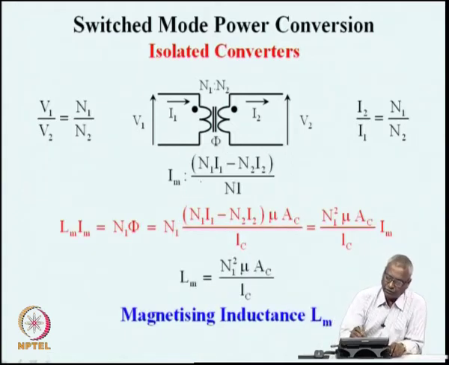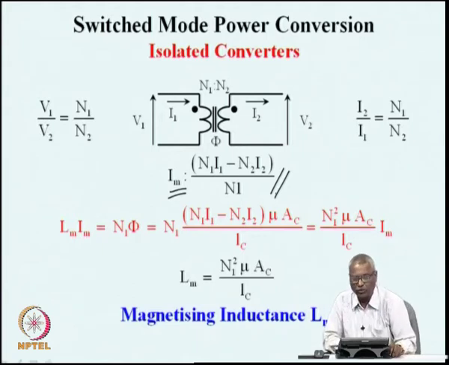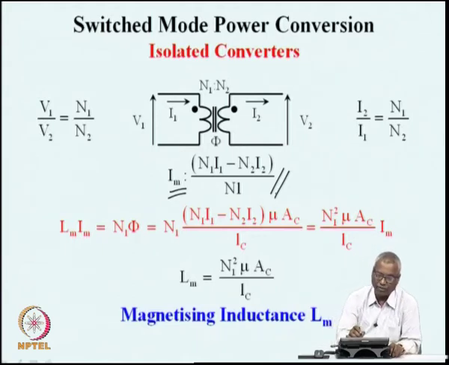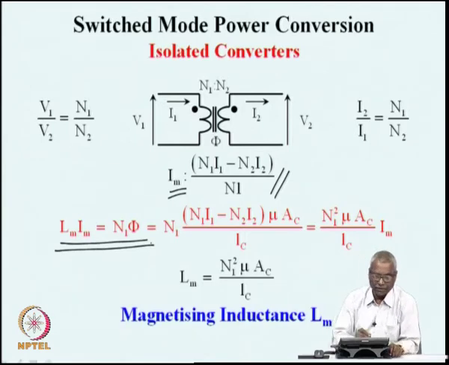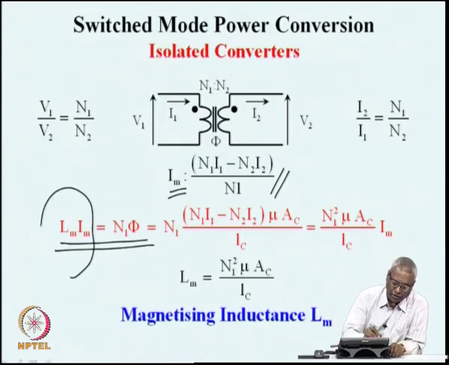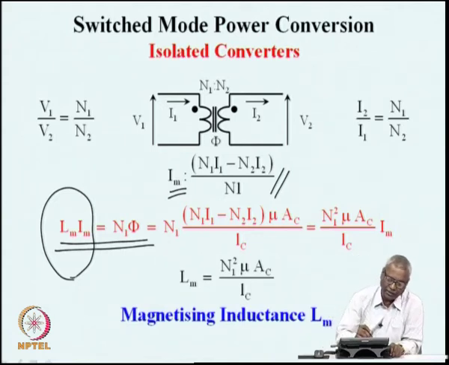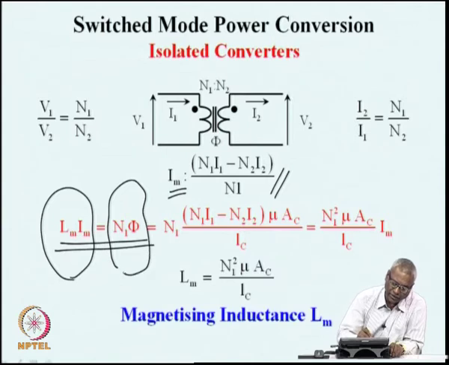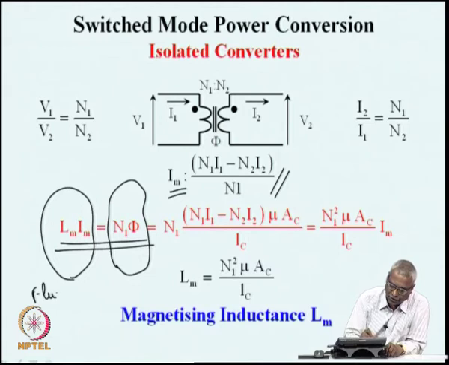Now, if we say that the magnetizing current referred to the primary is N1 I1 minus N2 I2 divided by N1, this is the primary reflected magnetizing current. We also have another relationship, which is the electrical side relationship of the flux linkage and the magnetic side relationship of the flux linkage. Flux linkage on the electrical side is given by L into I.